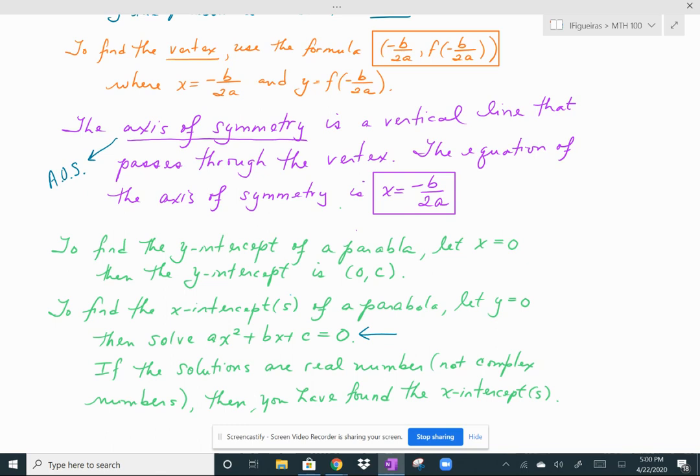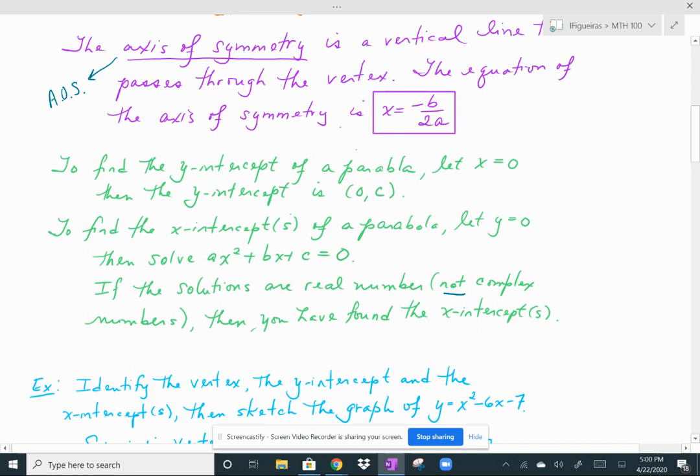If the solutions to ax squared plus bx plus c equals 0 are real numbers, meaning not complex, no imaginary numbers, then you have found the x-intercepts. But if your answers are imaginary, you cannot graph an imaginary number or a complex number on an xy plane. So if you happen to get solutions to this equation where you have i's in your solution, they're not going to help you to graph the function. There'll be solutions, but they won't be x-intercepts.